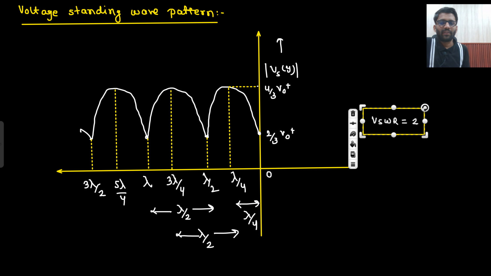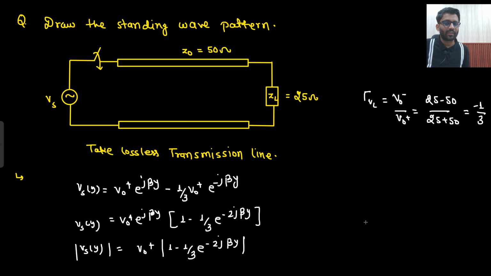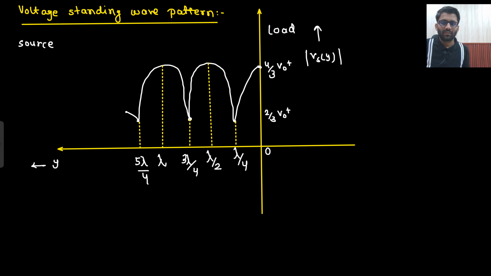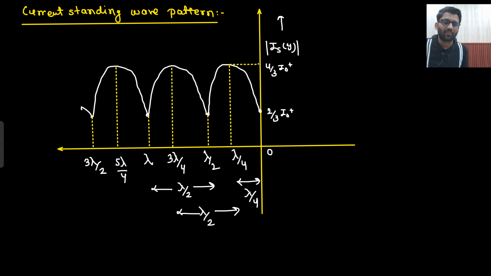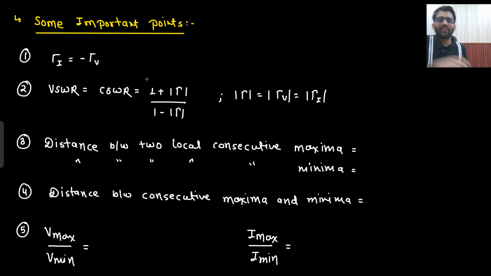So this pattern was made for ZL less than Z naught. For ZL less than Z naught, the first current maxima is occurring. And the previous one was made for ZL greater than Z naught. In both of the cases, the load was resistive. Now we can write down some conclusions for these two cases. That conclusion we will write down later on. First, let's write down some general conclusions.